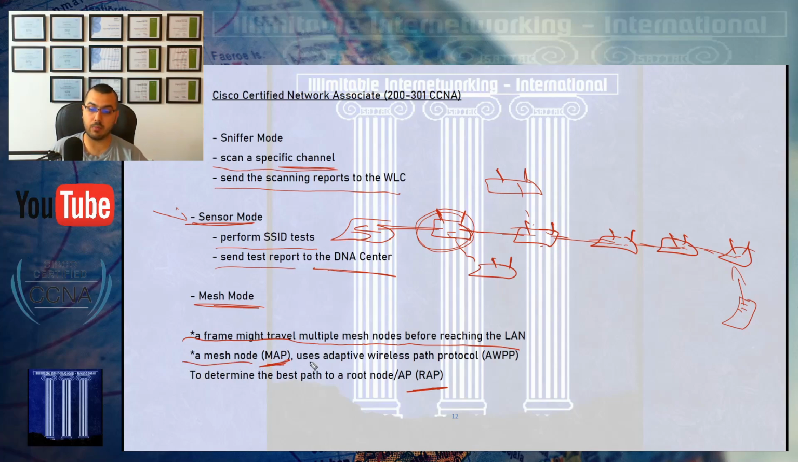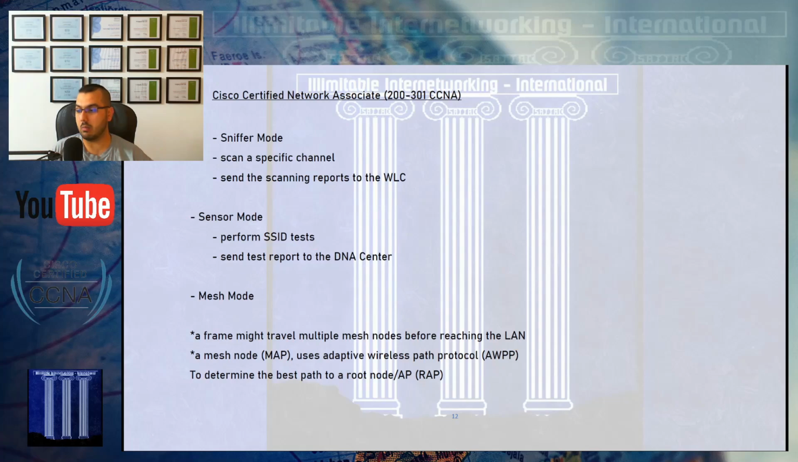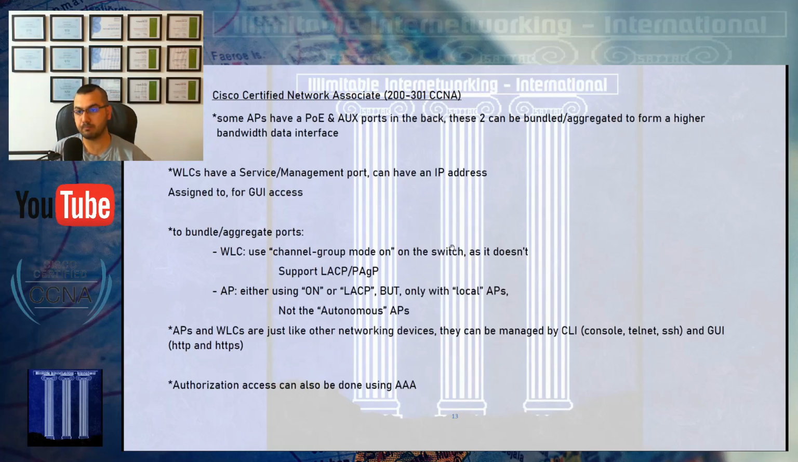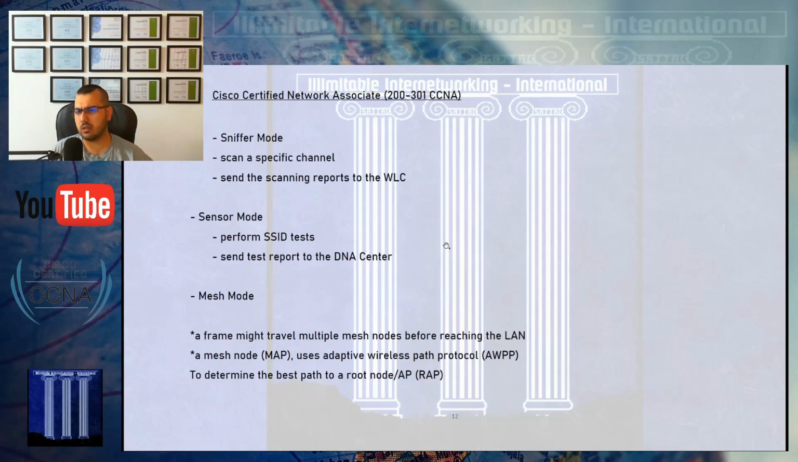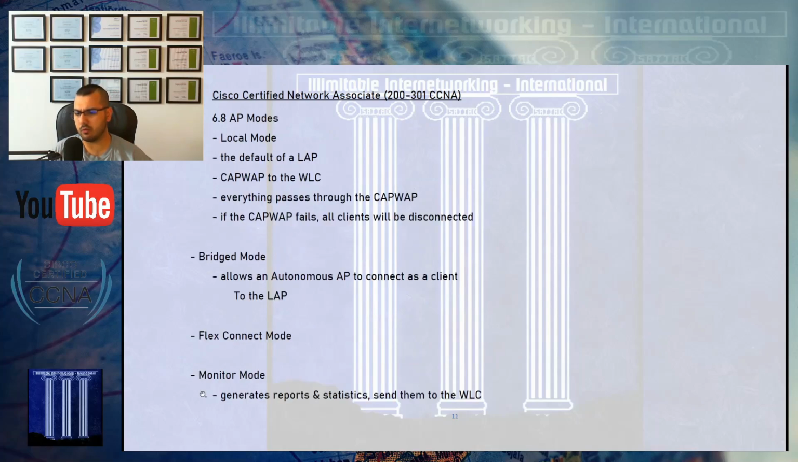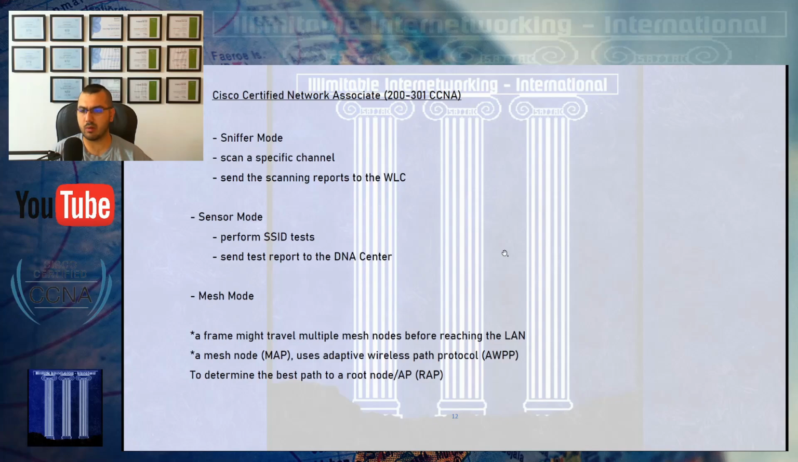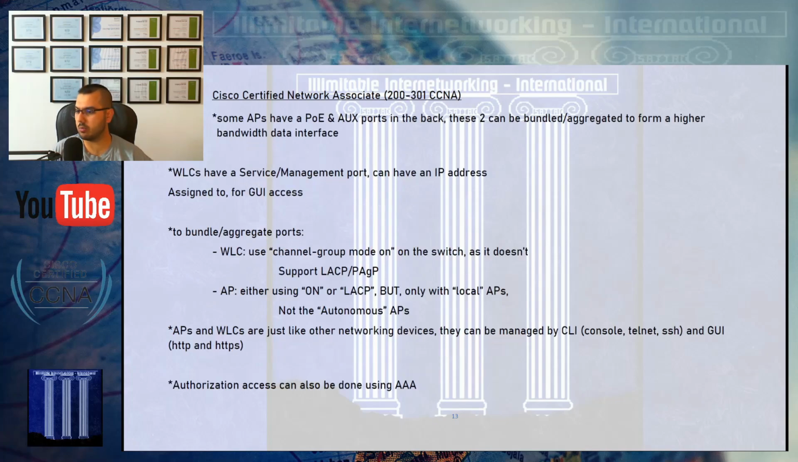Okay, a mesh node, the MAP, uses the Adaptive Wireless Path Protocol, AWPP, to determine the best path back to the root access point. So instead of going this way, it can know that the closest way to the root will be this way. This is an entirely automatic topology and operation that will happen when you operate the mesh topology, and you don't need to worry about it. These are seven: 1, 2, 3, 4, 5, 6, and 7. Yeah, I remember there are 7 types of operation modes.